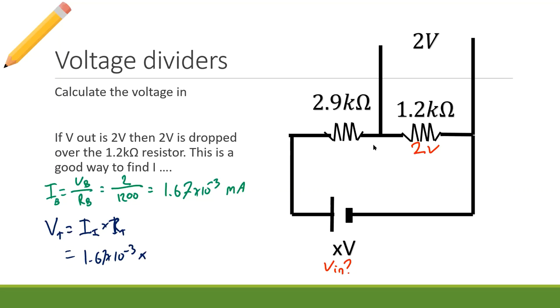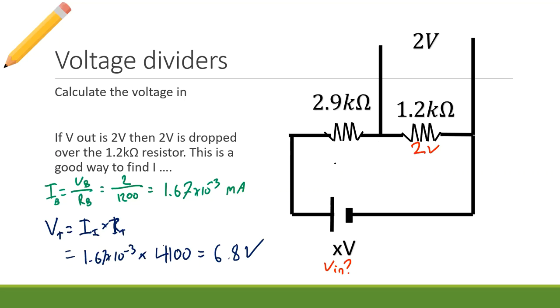4.1 kilo-ohms or 4,100 ohms. So if I multiply this guy by 4,100, I get 6.8 volts. Now, obviously, it's not a round number because I changed that number in the last second. But yeah, we use the same techniques to work that out.